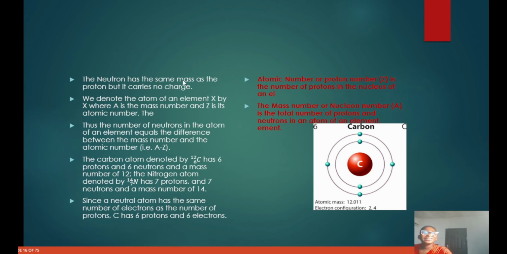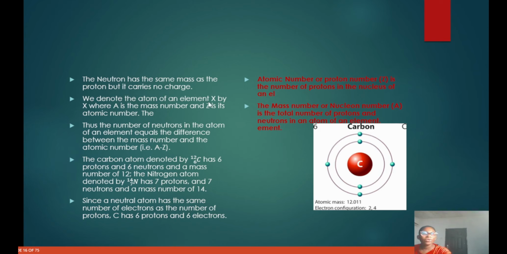The neutron has the same mass as the proton, but it carries no charge. Don't forget, at the center, at the nucleus, is the neutron and the what? The proton. Both of them carry the same mass. That is, they are 1,836 times bigger than the mass of the electron. But don't forget, the neutron has no charge. N, no charge, while the P is positively charged.